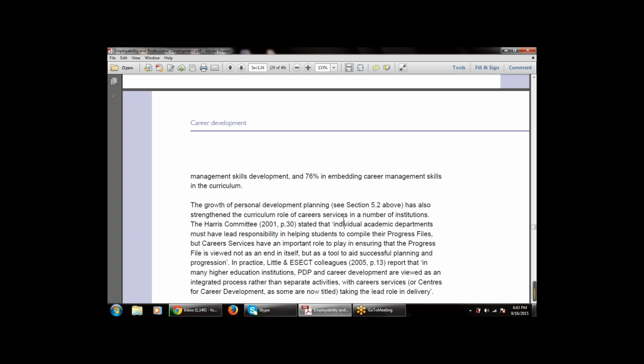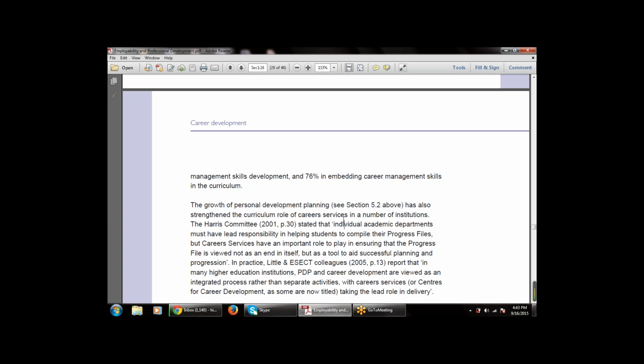So whatever the career services are used for in curriculum development is used as the career service in a number of institutions. And the Harris Committee stated that individual academic departments must take responsibility in helping students compile their progress files.